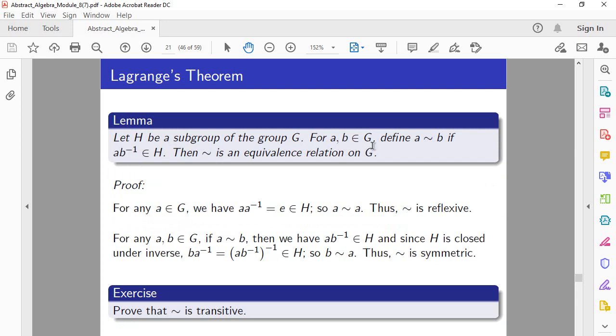So let H be a subgroup of the group G. For A and B in G, define the relation tilde as follows: A is related to B if and only if AB inverse is in H. So the relation tilde depends on H. Then tilde is an equivalence relation on G.